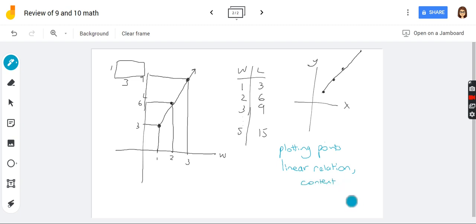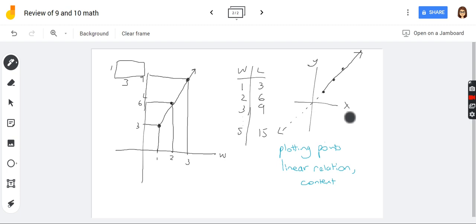Context means it has meaning. So if this line was actually to continue, if we weren't talking about rectangles, we're just talking about a table of values and just kind of repeating the pattern, it would continue on forever here too. It just doesn't make sense because it's rectangles, right? So the context means that there's not going to ever be points on here that are less than 0. Okay, so that's the context.